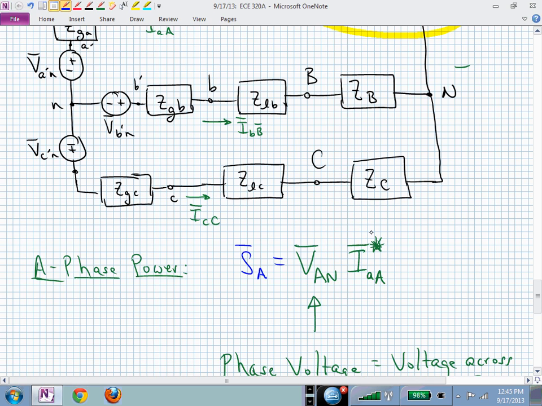where this is what we will call a phase current, and that's equal to the current through the A phase impedance Z sub A. And in fact, this particular interconnection structure, that's equal to the transmission line current in this YY configuration.